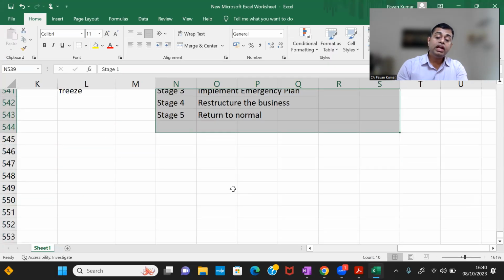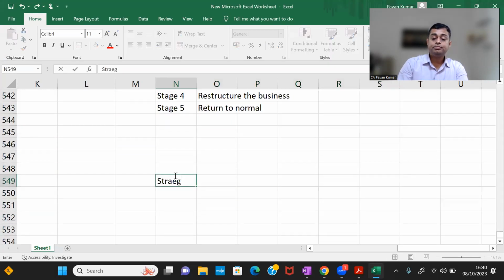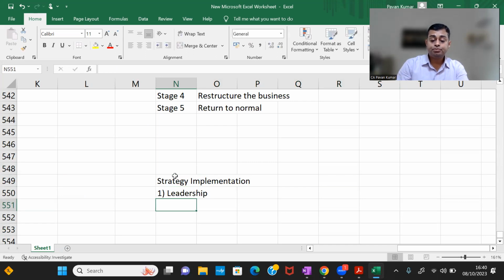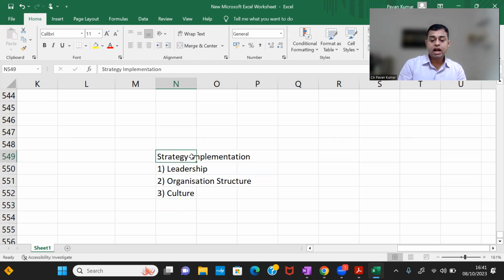So, in strategy implementation, there are three things to be studied. One is leadership. Second one is organization structure. Third one is organization culture. In strategy implementation, there are three things required: leadership, organization structure, and culture.